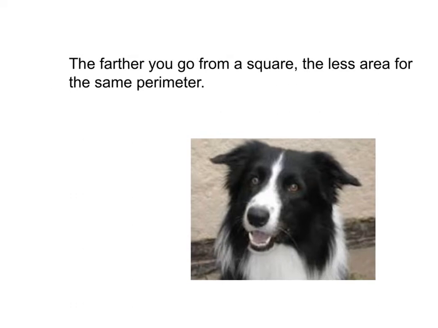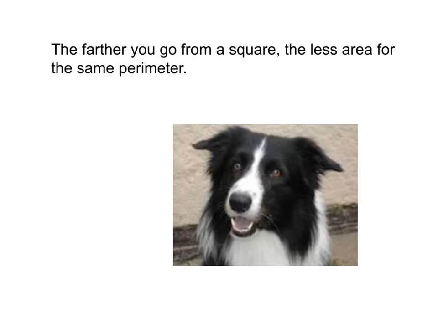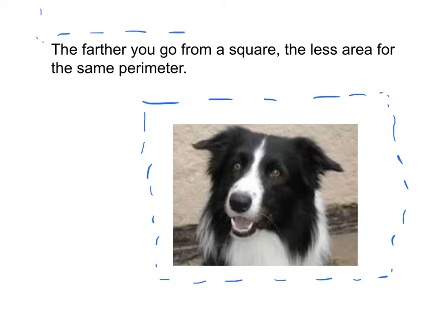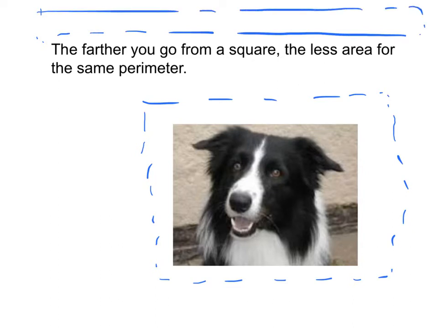The farther you go from having a square, the less area for the same perimeter. Another way to think of this is, if you're building a fence around your doggy, how much room does your doggy have? The dog's going to have more room if you build a fence like that than if you build a nice long fence using the same fence, but it's not near a square. So let's see what that means.